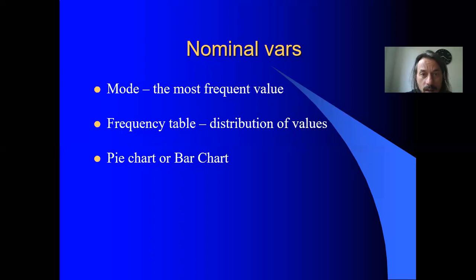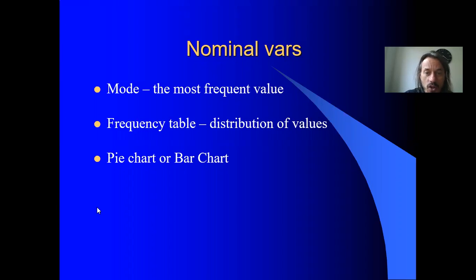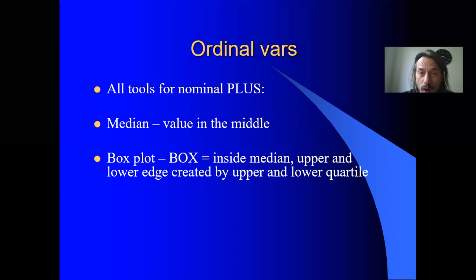And let's go back. Now we will switch into ordinal variables. If you would like to describe ordinal variables, we can use all tools that were mentioned previously for nominal variables. So you can apply bar chart or pie chart, you can apply frequency table, and you can apply mode as well. But usually for ordinal variables, we use instead of mode, median, which is value in the middle. So we will rank all the values according to their values, and we will find the value in the middle, and we will say this is typical value, and we call it median.